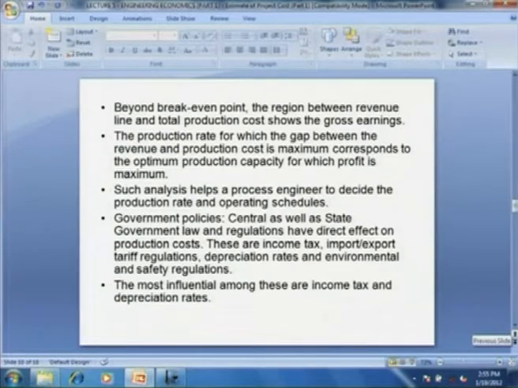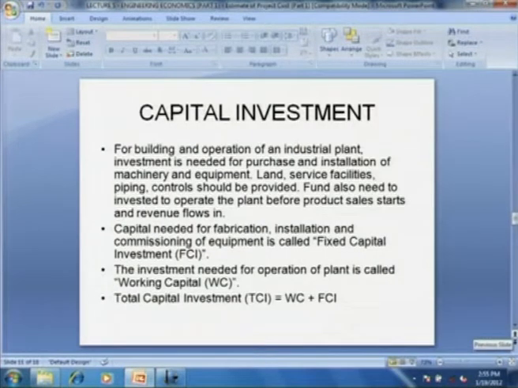Now there are certain government policies, central as well as state government laws and regulations, that have a direct effect on production cost. These are income taxes, import and export tariff regulation, depreciation rate, and environmental and safety regulation. One needs to have a very thorough and careful understanding of all the government policies so as to estimate the maximum profit obtainable at a particular point. The most influential are the income tax and depreciation rate. Now let us see the issue of fixed capital investment.